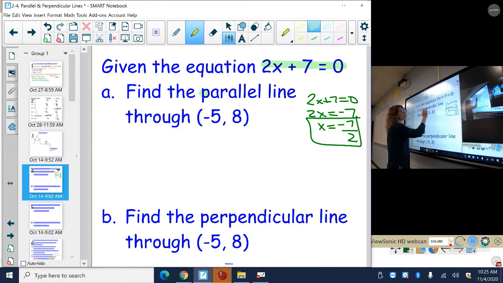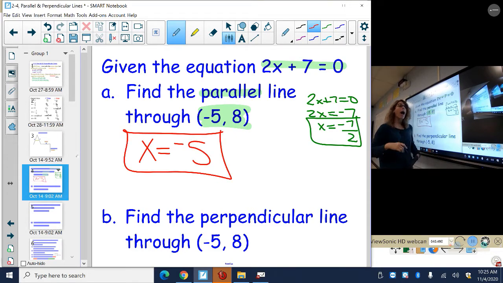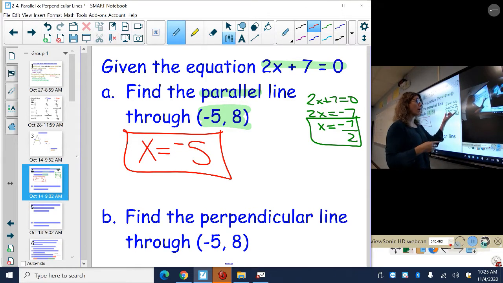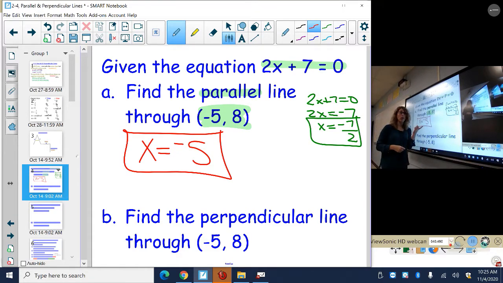Now, remember I told you parallel means same letter, same slope. So in this case, I want a parallel line that goes through -5, 8. Parallel means I have to have the same letter. So if I'm having the same letter, that means it's x equals. Well, what does x equal in this ordered pair? X is equal to -5 in that ordered pair, so therefore, I have to have a parallel line that looks similar to my line here. So if this is x equals -7/2, this has to be an x equals a number. And the number it has to equal is the x value of that coordinate, okay?